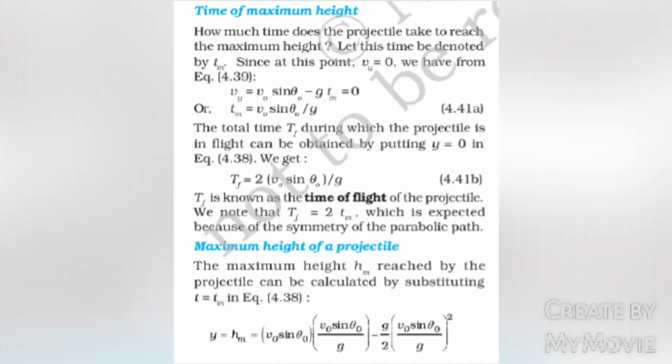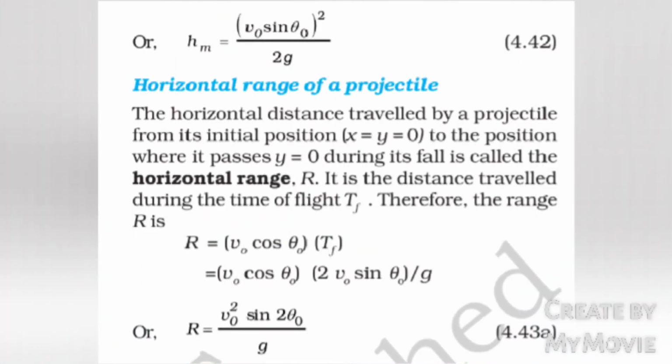Maximum height of a projectile. The maximum height hm reached by the projectile can be calculated by substituting t equals tm in equation 4.38. y equals hm equals v naught sin theta naught into v naught sin theta naught by g minus g by 2 into (v naught sin theta naught by g) whole square. Or hm equals (v naught sin theta naught) whole square divided by 2g.